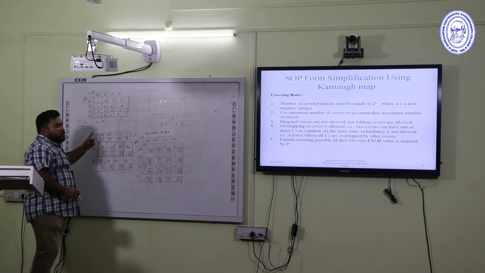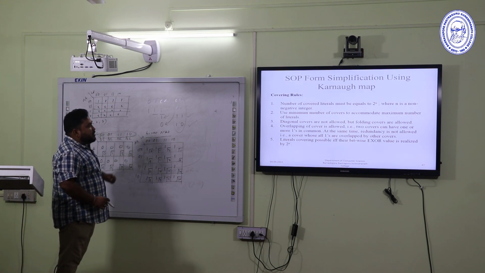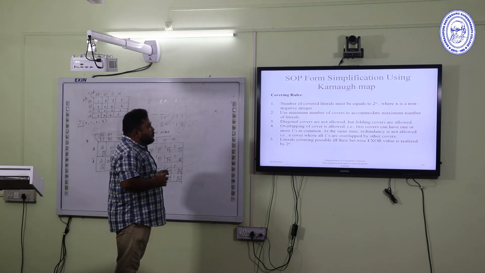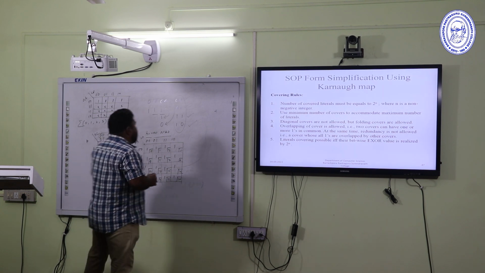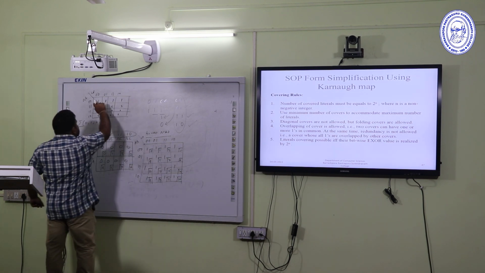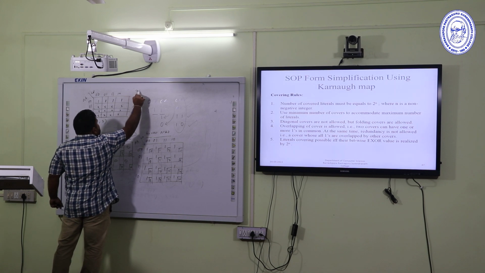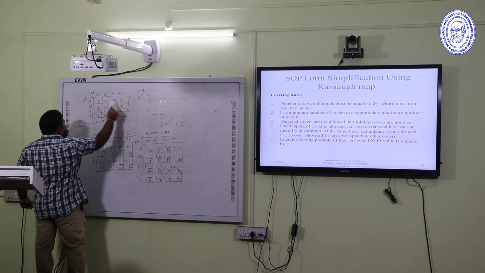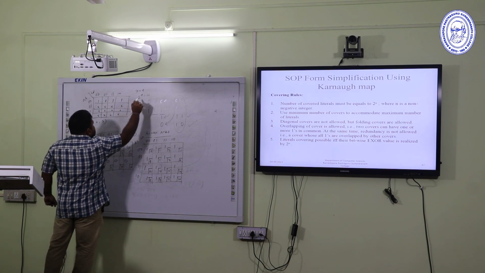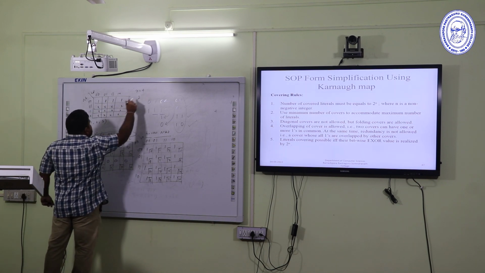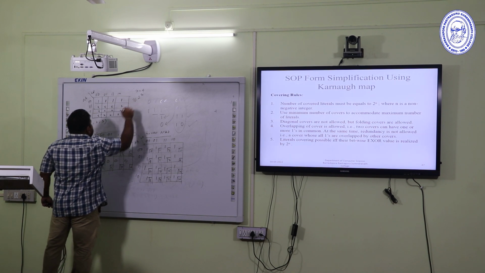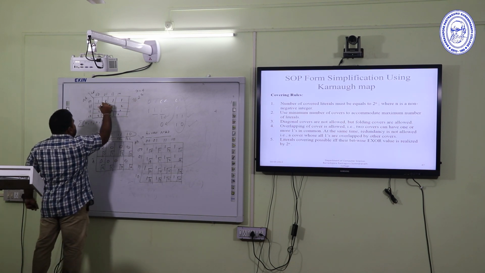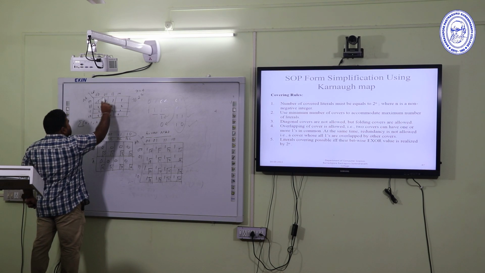Now I have to map those literals. According to the first rule, the number of covered literals must be equal to 2 to the power n. So 2 to the power n means, here n is equal to 4, so 2 to the power 4 means 16. In this case it is 1, 2, 3, 4, and this satisfies 2 to the power n. So this can be mapped.